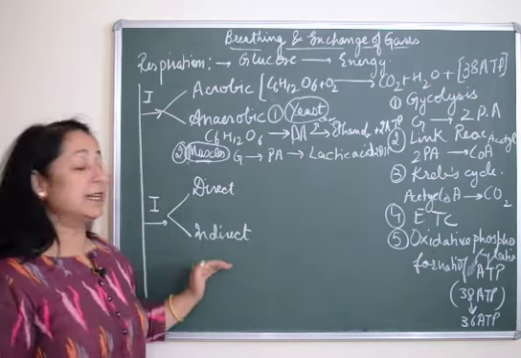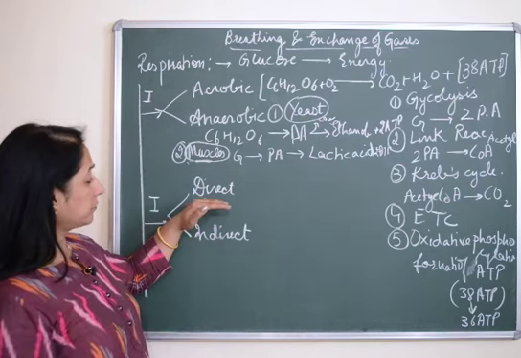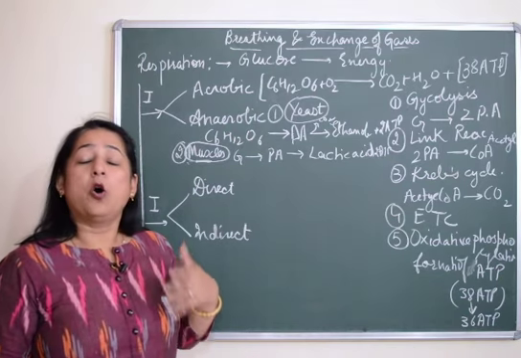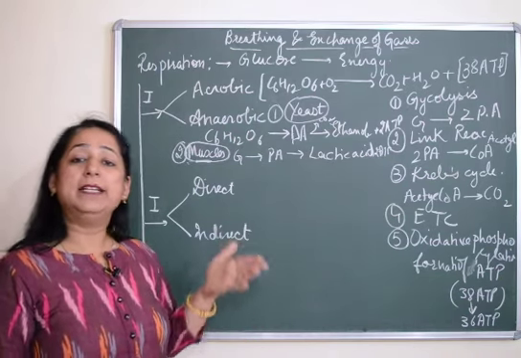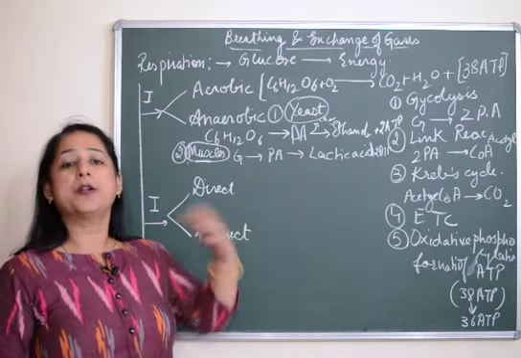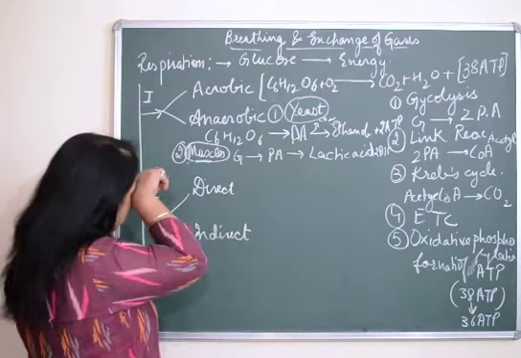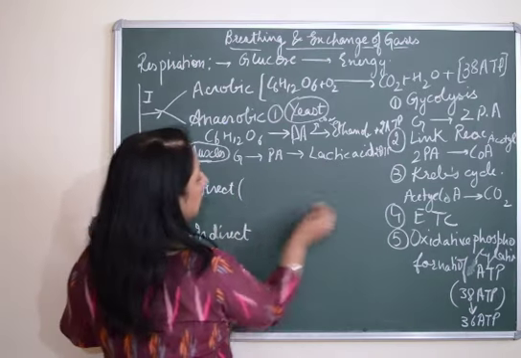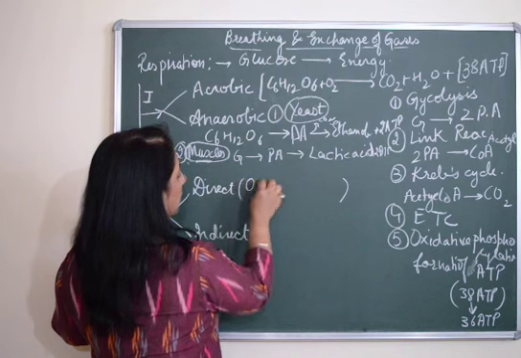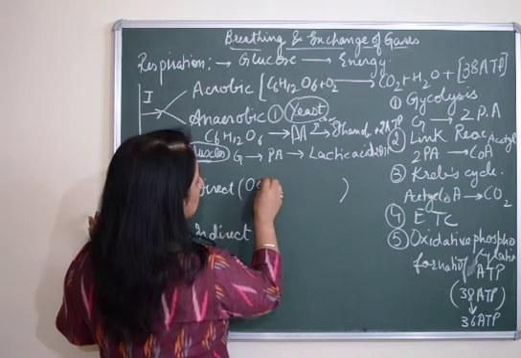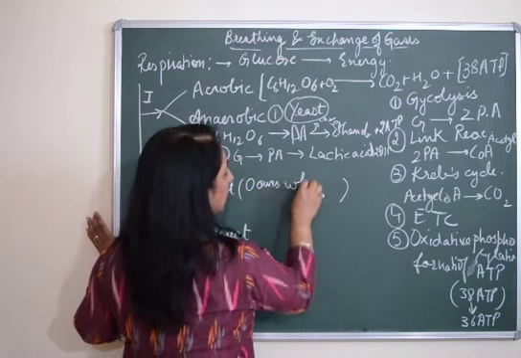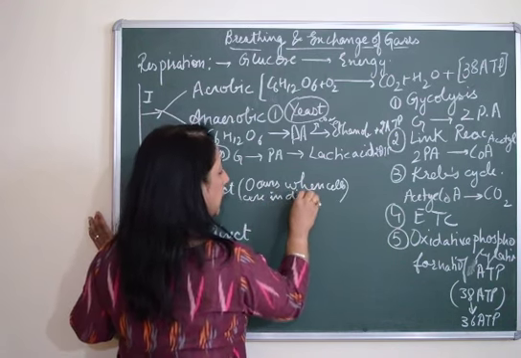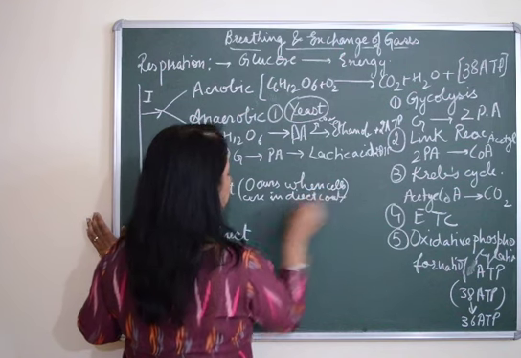Let's talk about direct and indirect respiration now. Direct respiration, under this, the body cells of the organism are in direct contact with the air or oxygen-rich air. That means it takes place by direct contact. For example, in amoeba, when cells are in direct contact.